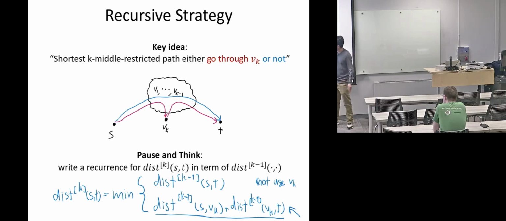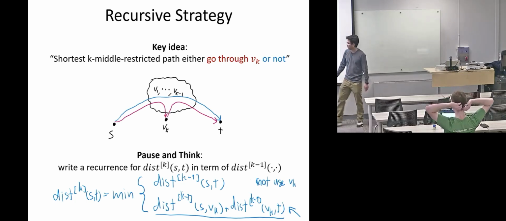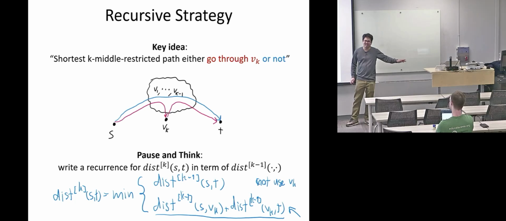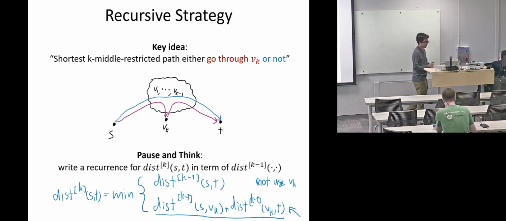But how fast can you compute this one? Given that you have this, and this, how fast can you compute this? O(1). Now it's just one addition and taking a min. That's O(1). We used to pay O(n) in the previous idea, but here it's just O(1). Okay, so with this, we are kind of done.